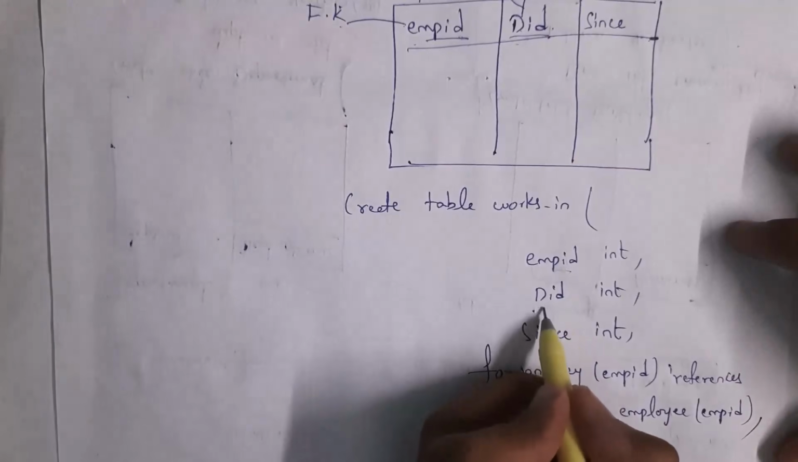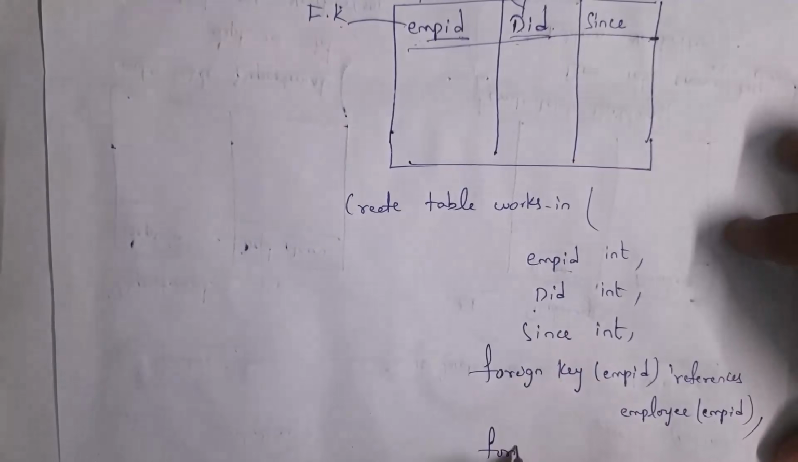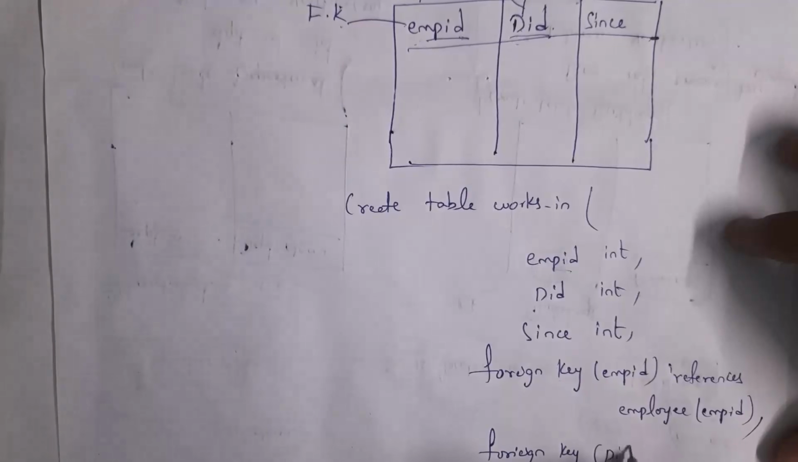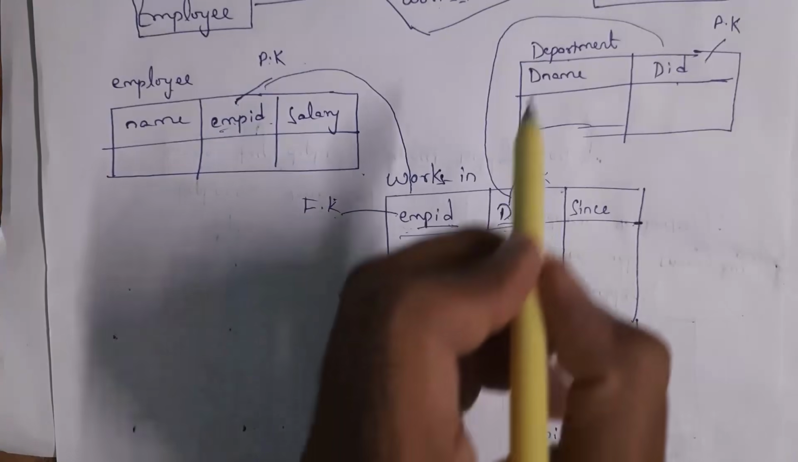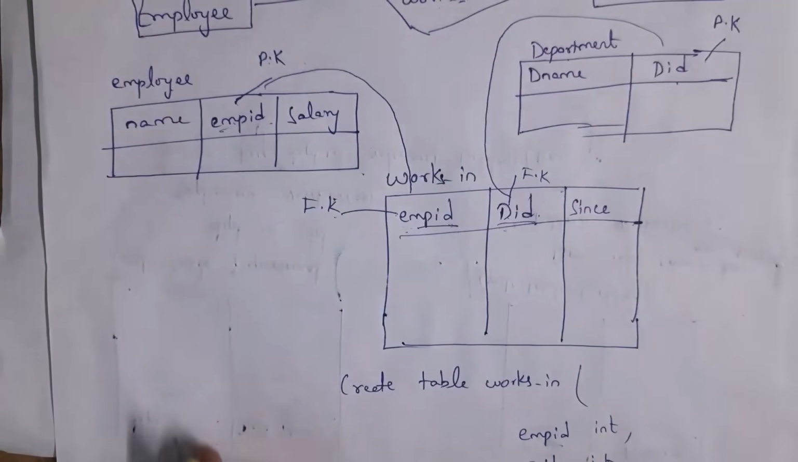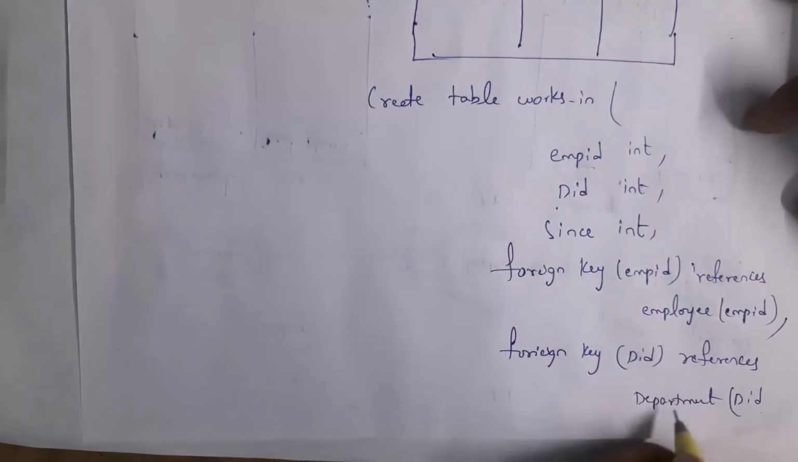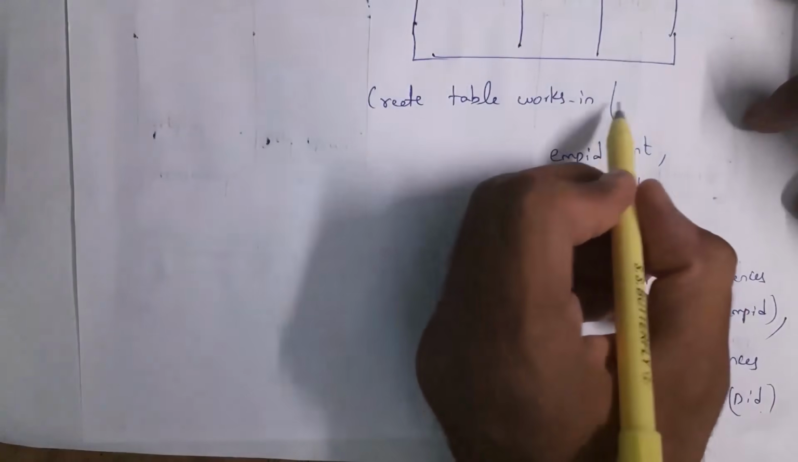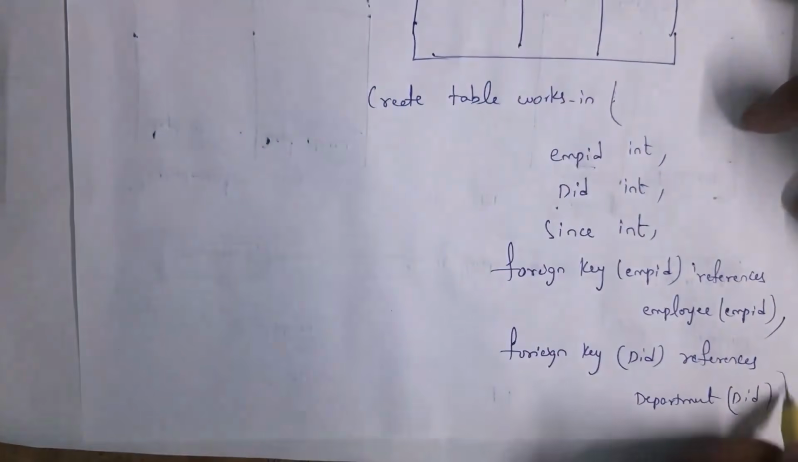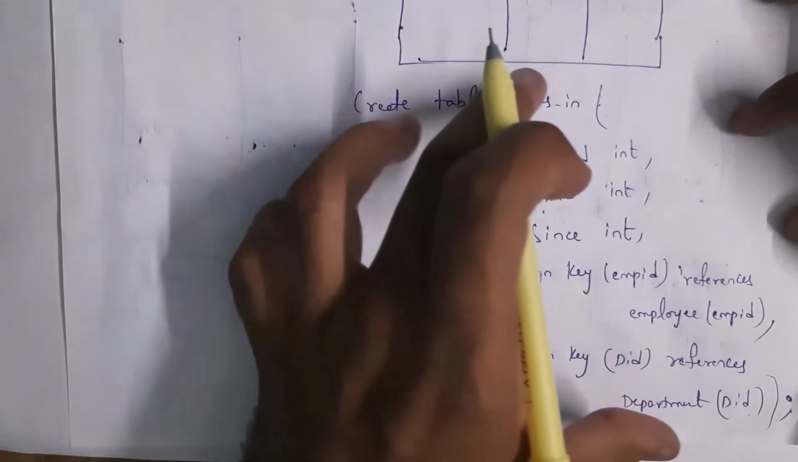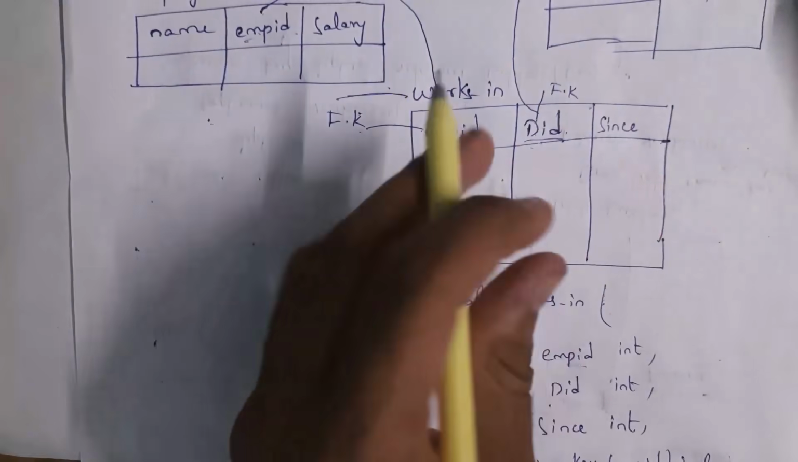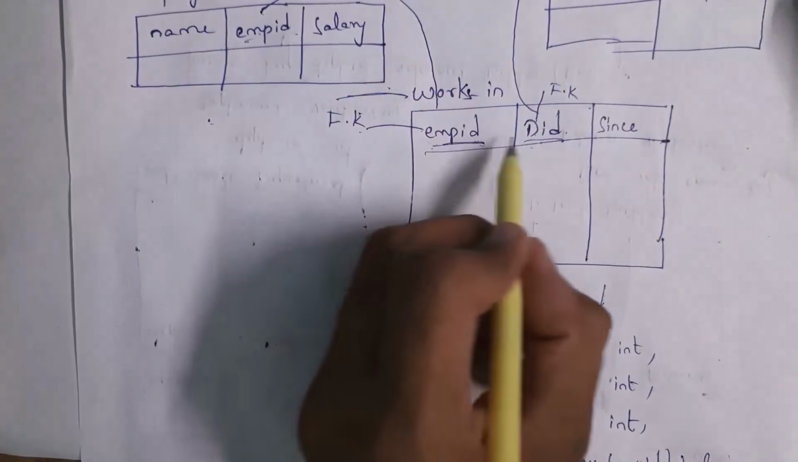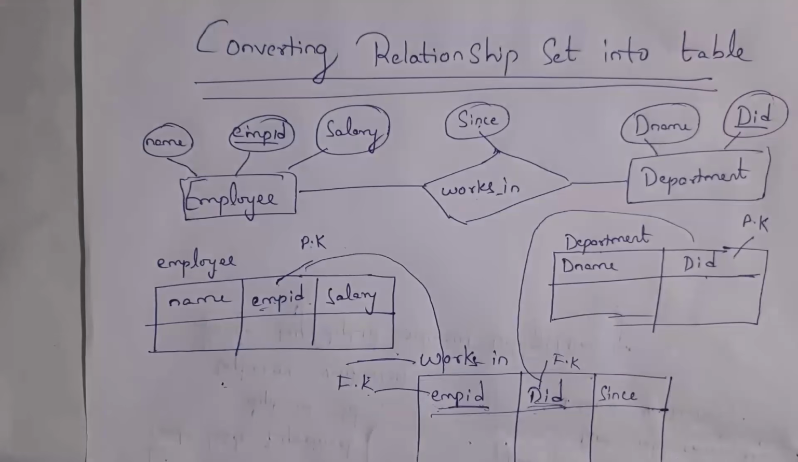Next we need to give foreign key for DID column. So again foreign key, column name, that is DID. References, this foreign key column, that is DID, is connected to department table DID column. So write here references department table DID column. I open this main bracket. Now close this main bracket and give semicolon. Whenever I run this entire code, it will create this works in table. Now in this table, employee ID and DID column are foreign keys. This is how we convert relationship set into table.